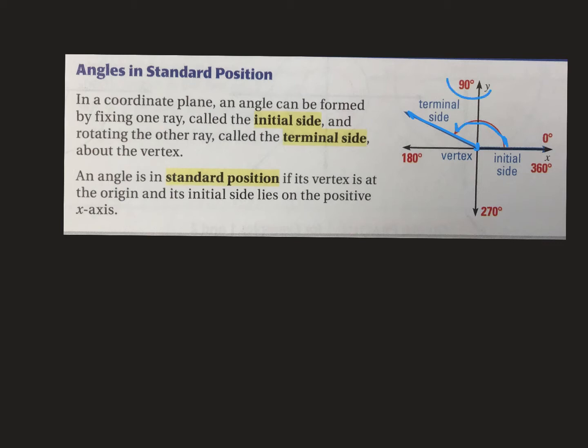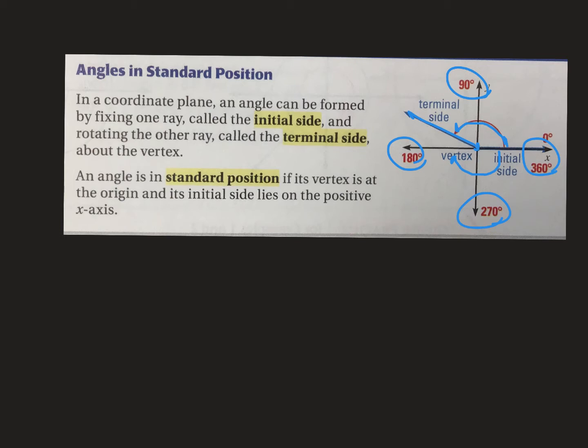A 90-degree angle would be at the y-axis. 180 degrees would be over there, 270 there, 360 is back where you started. And to be honest, you could keep going round and round. You can go more than 360. We're going to find out later you can even go the other direction and make negative angles, which is pretty cool.